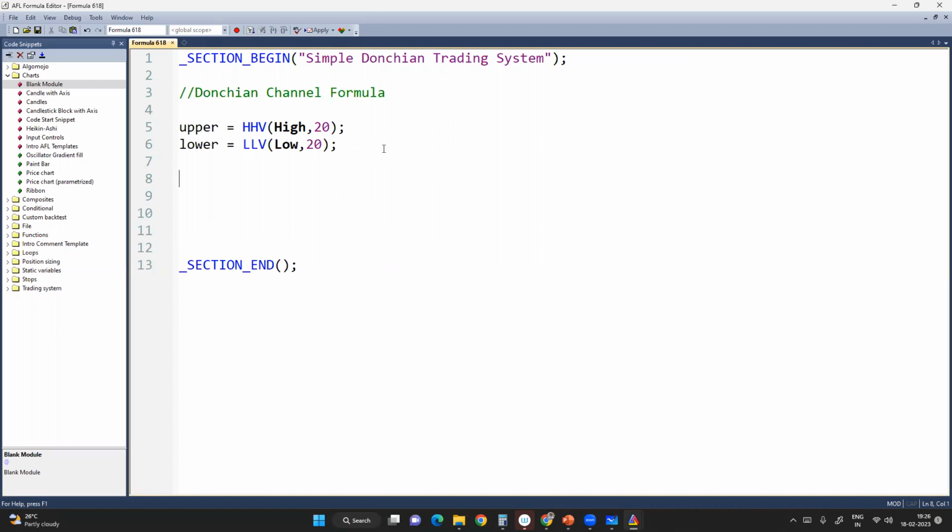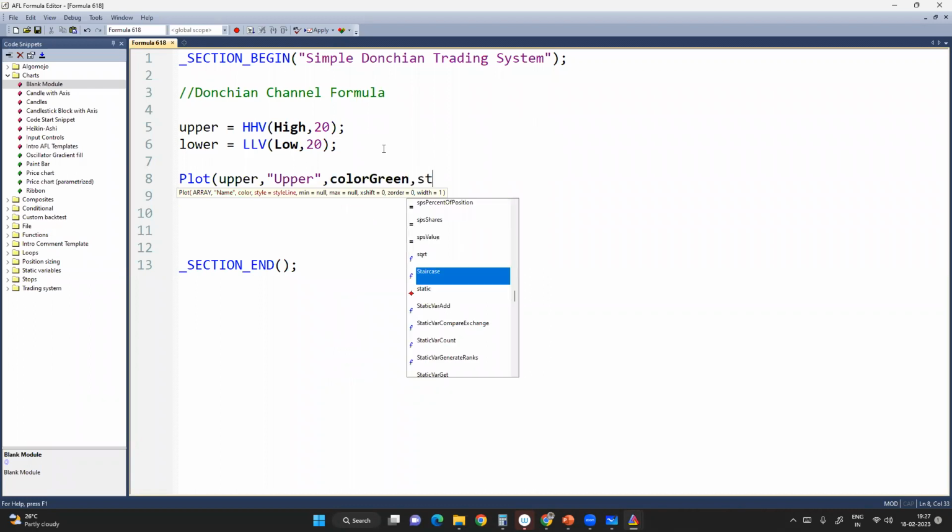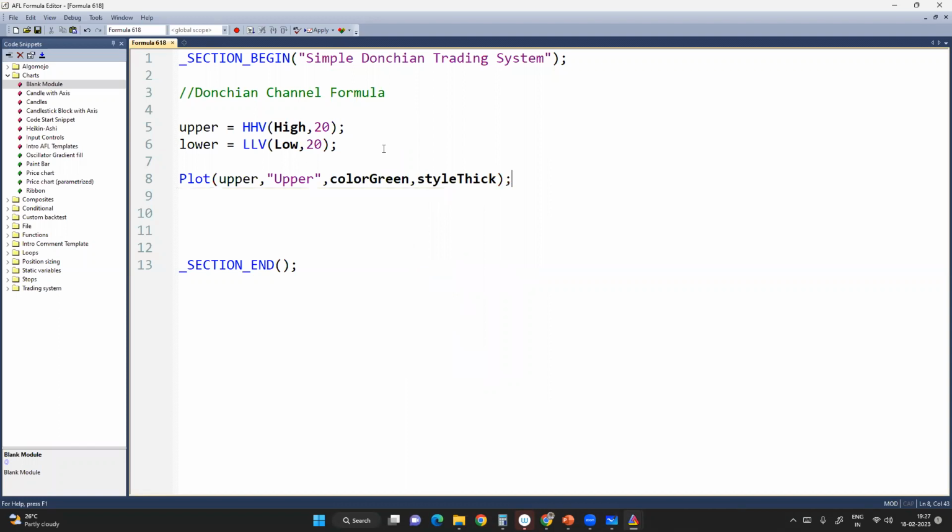So the upper channel and lower channel have been coded. Now I can also go back and check. I can go and plot the value. So I'll plot the upper channel. I'll give it a name like upper channel, and I'm going to give it a color, say green, for the upper channel. And I'll also plot in a thick style. I'm going to plot with thick lines.